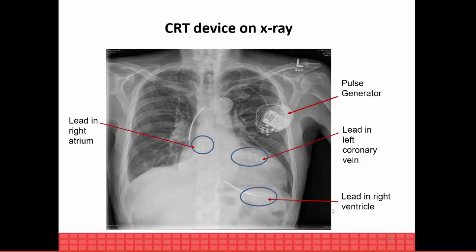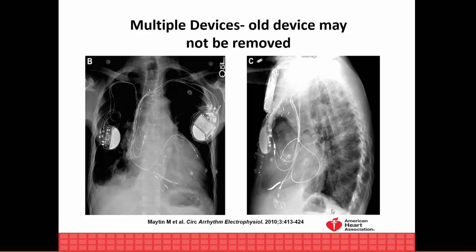This is an interesting case. Some patients have multiple devices implanted. Unfortunately, this individual has a pacemaker on the left and also has an ICD implanted on the right. And it's not only an ICD, it's a cardiac resynchronization device. So what we can tell from this picture is, from the sternal wires, we can tell that this patient has had a previous cardiac surgery.